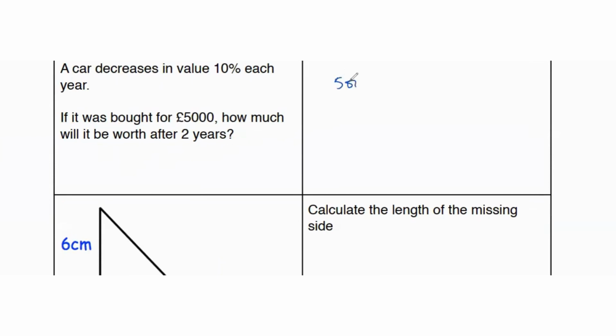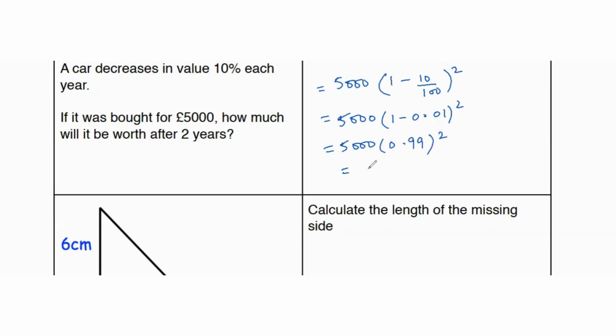So 5,000 times (1 minus 10 over 100) to the power of 2. That's going to be 1 minus 0.1, which is 0.9, and that's 4,050 pounds.